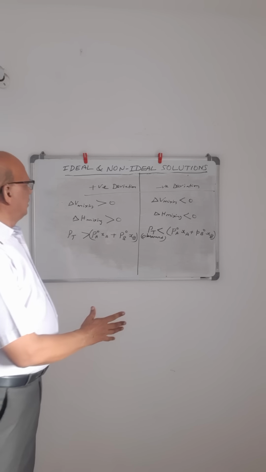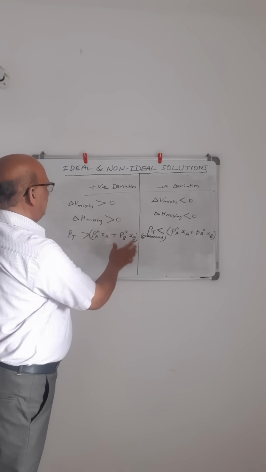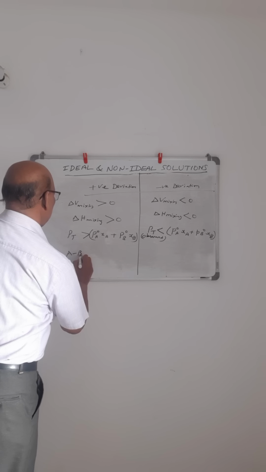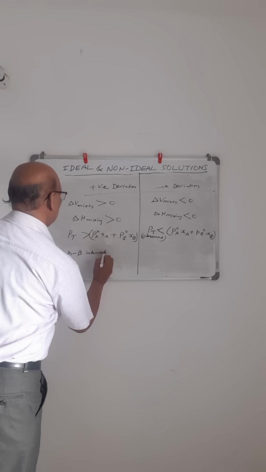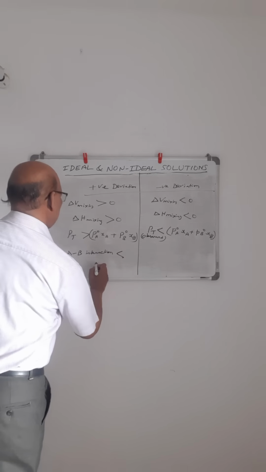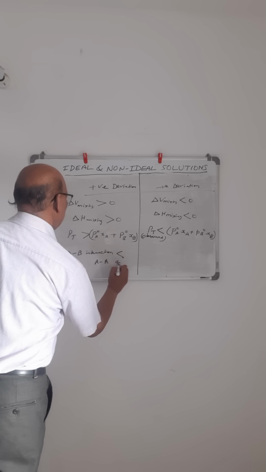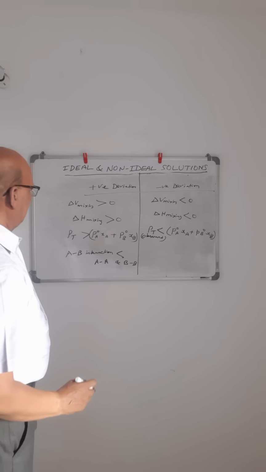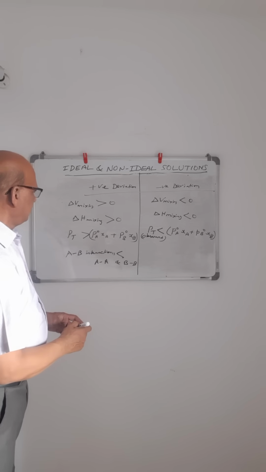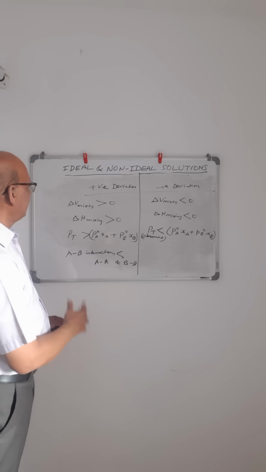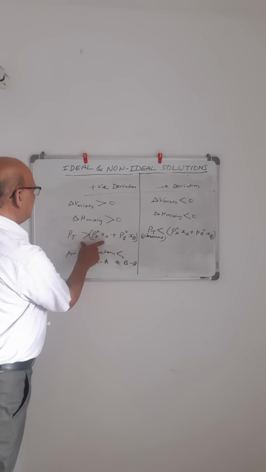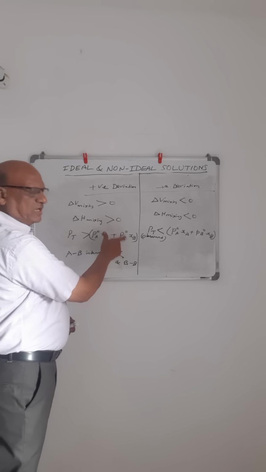Now why have these conditions come? The basic thing which has happened for positive deviation is that the AB interactions are weaker than AA and BB. Because the AB interactions are weaker, the molecules from the solution have a greater tendency to escape to the vapor state. So the vapor pressure exerted by the solution is higher than that for the ideal solution.